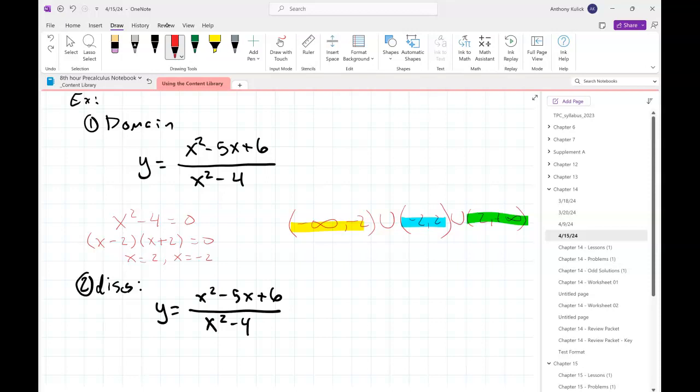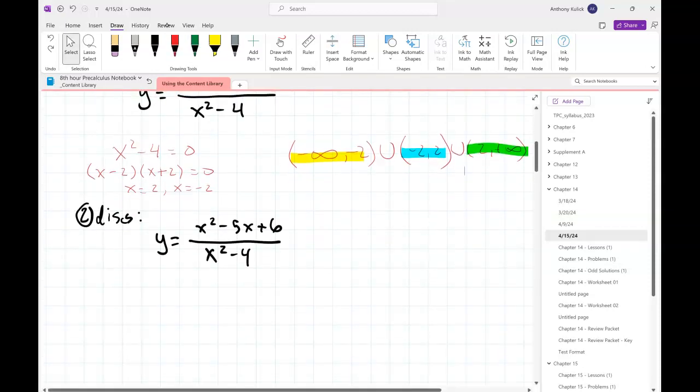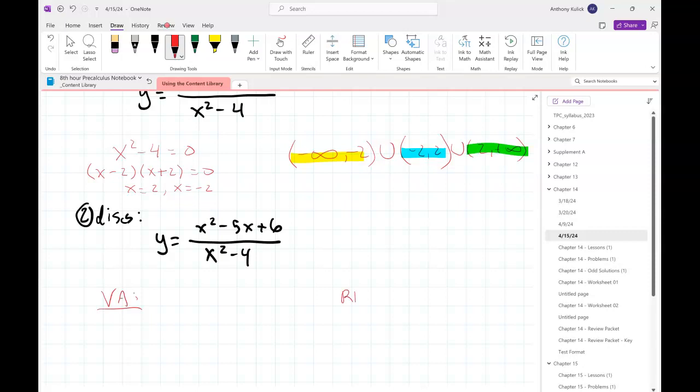You're good? Okay. There's usually 3. All right. Same rational function here, but this time we're looking for the discontinuities. So there's 2 types of discontinuities, right? What are they called? Vertical asymptotes and removable discontinuities.